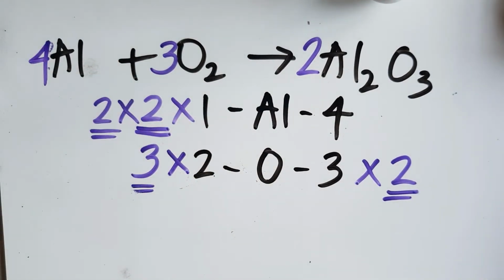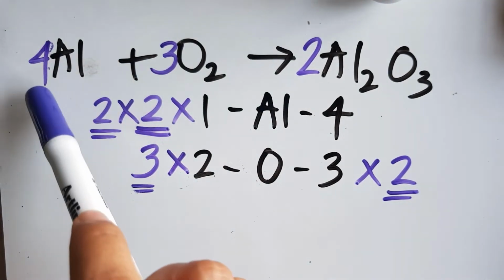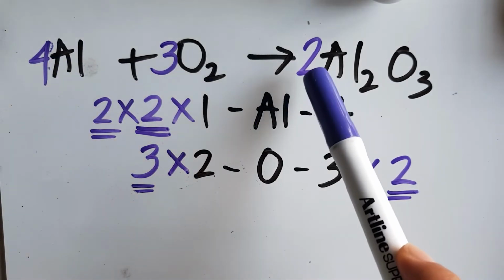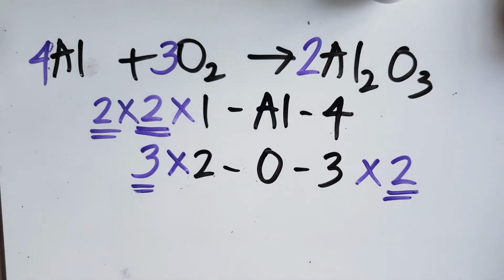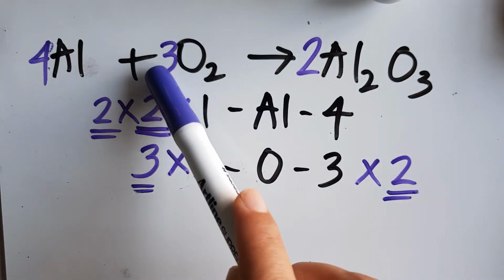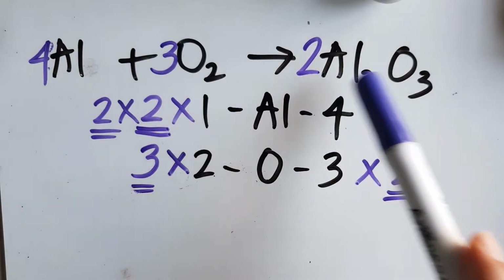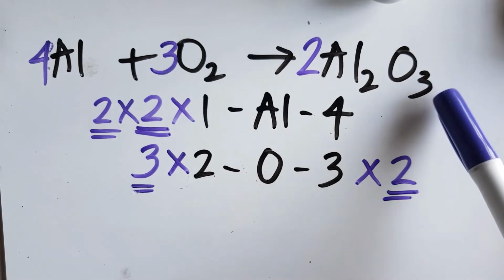And then we have to check the whole equation. You have 4 aluminum atoms on the left, on the reactant side, 2 times 2, 4 aluminum atoms on the right, 3 oxygen, 3 times 2, 6 oxygen atoms on the left, and then 2 times 3, 6 oxygen atoms on the right.